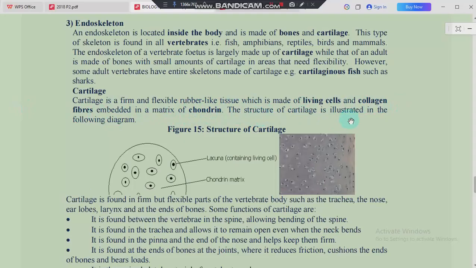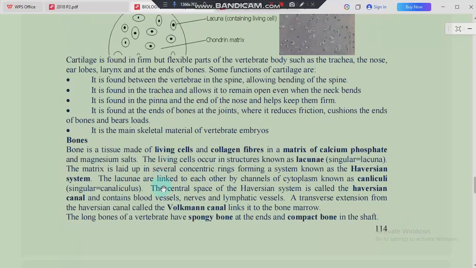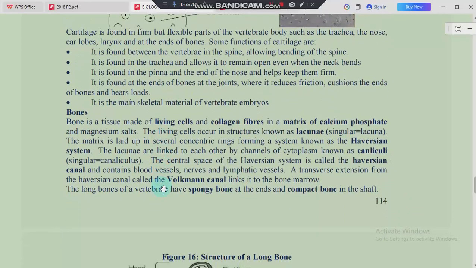So the structure of the cartilage is illustrated in the following diagram. So here is our structure of a cartilage. This outer structure there is our lacuna, which contains the living cell, and then this blank structure there is the chondrin matrix. So that is our chondrin matrix, and then finally those structures there are the lacunae. So now let's talk about cartilage a little bit in detail.